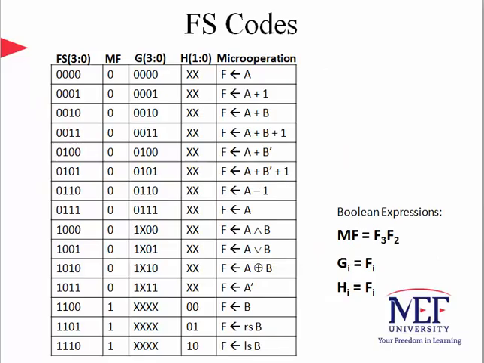This is the table for given function select bits. The table summarizes the corresponding MF select bit, the G select inputs for the functional block, and H select bits. We have also included in this table the set of microoperations supported by the datapath and the corresponding function select inputs. From this table, you can easily derive the Boolean expressions for the MF input, all G inputs and H select bits, as shown to the right of the slide. You can use, from your background, Karnaugh maps and other background information that you obtained in the digital system design class.